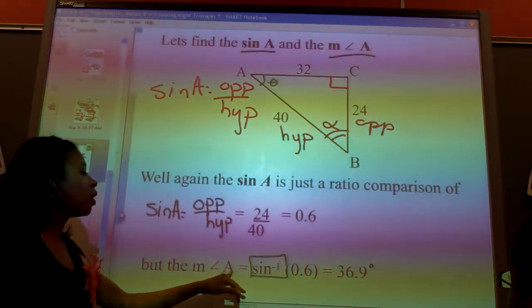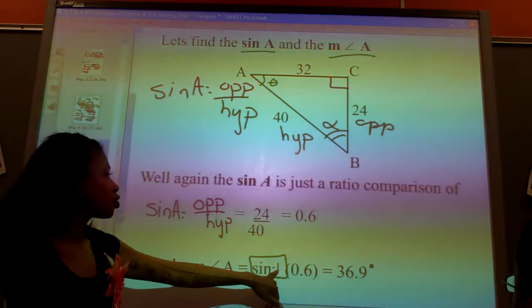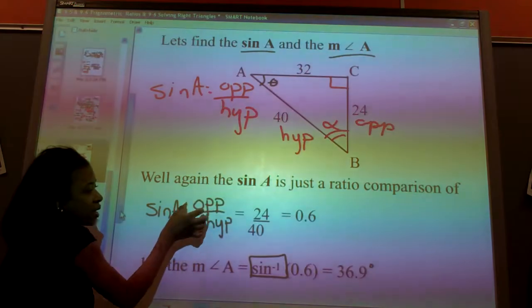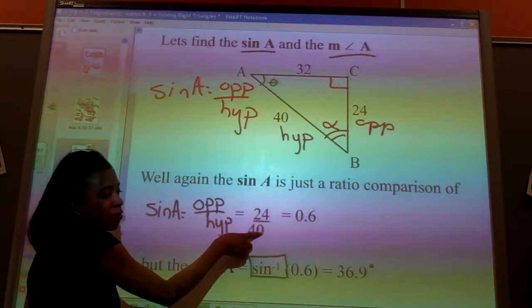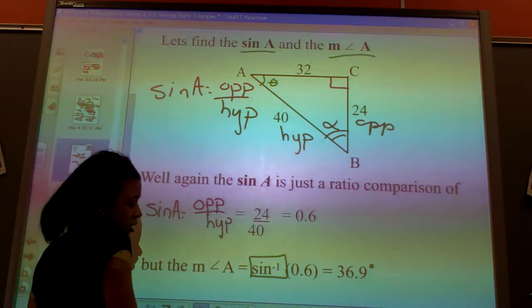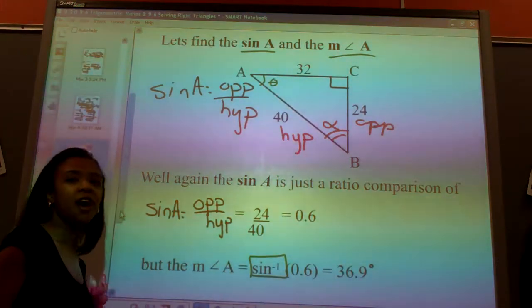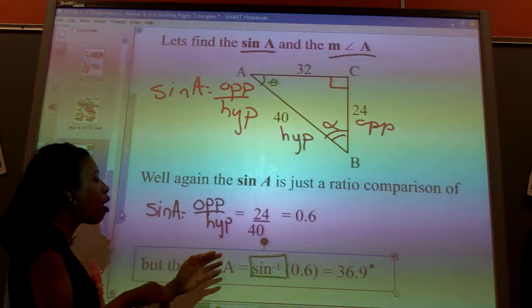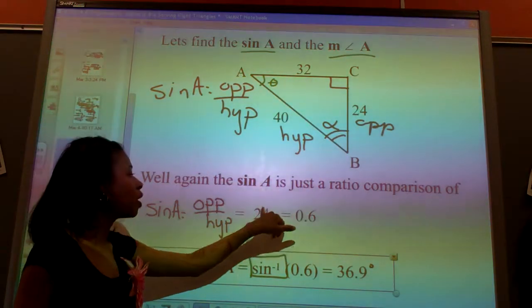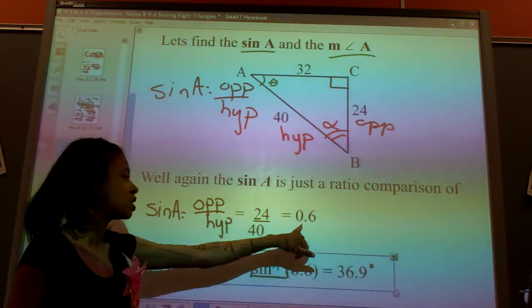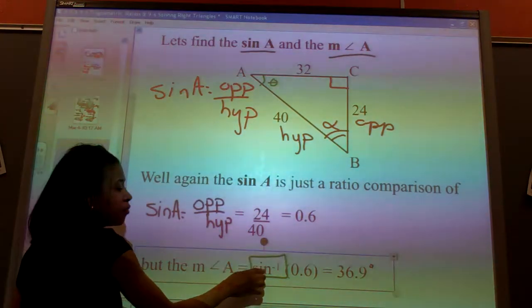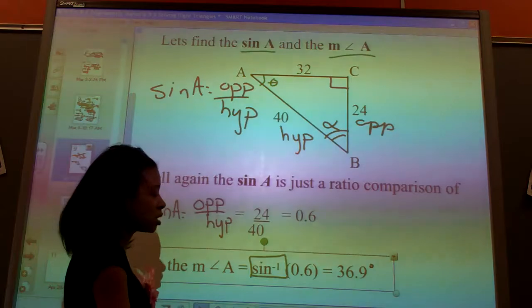The measure of angle A is the inverse of whatever the comparison is. You've already done the sine of A. You've compared the opposite over the hypotenuse, and it comes out to be 6/10. If I say I need the measure of angle A, all you do is the inverse of what opposite over hypotenuse is, 6/10. Your calculator does it for you. All you're going to do is go inverse sine and put in the 6/10.